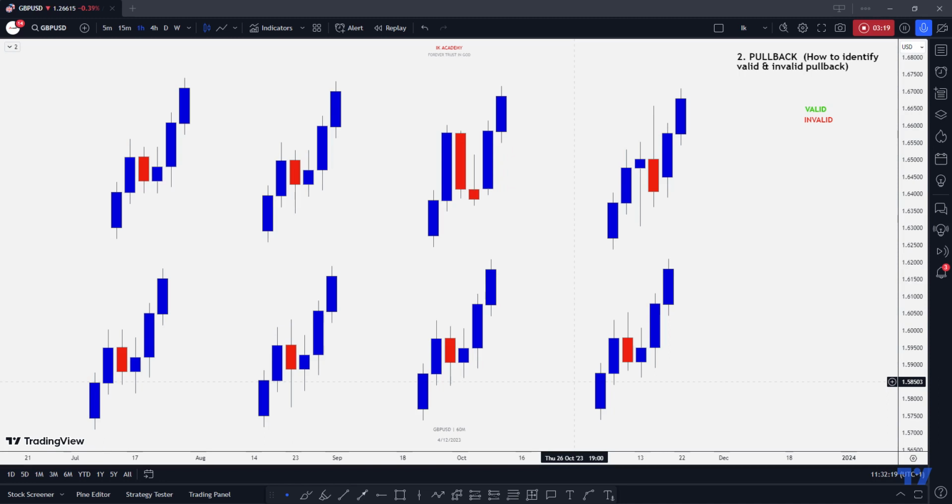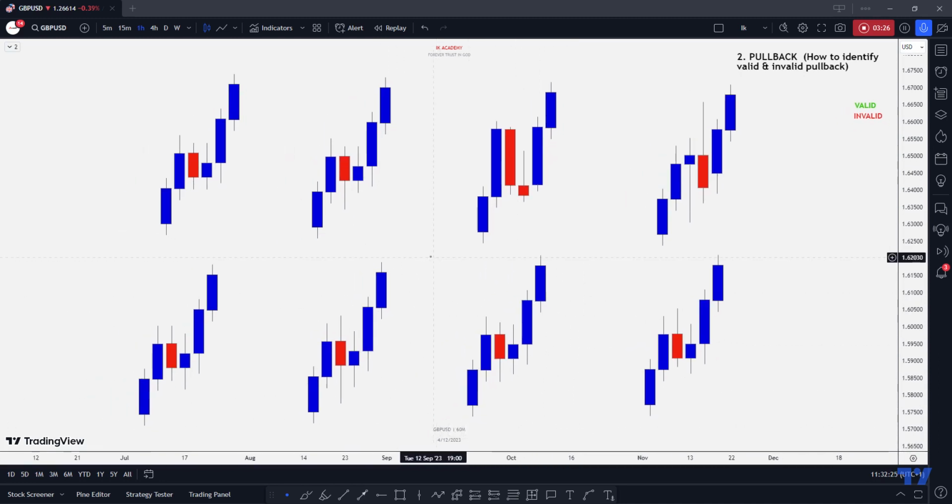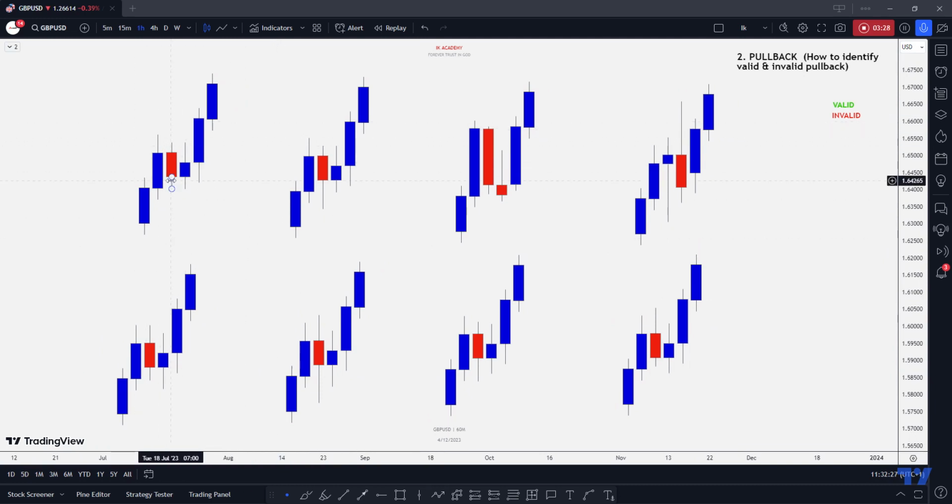So let's deal with the diagrams or the drawings that are on the chart right now. Start from the first one. We'll go like this here. So how do we identify a pullback? For you to know a proper pullback, you have to follow price candle by candle.